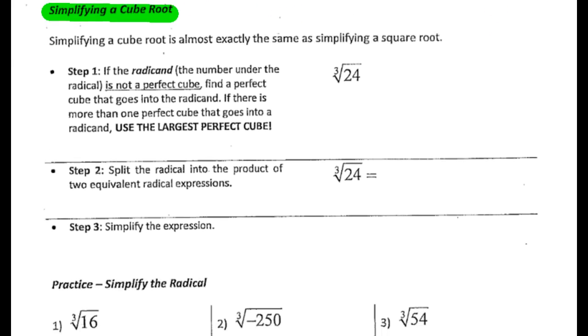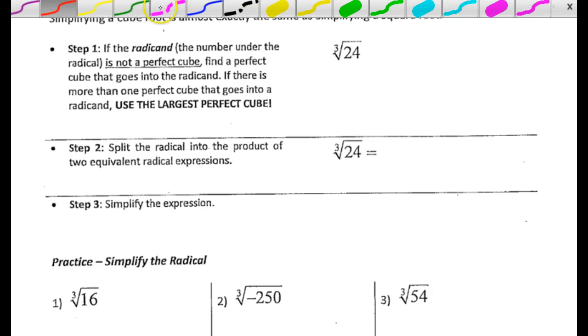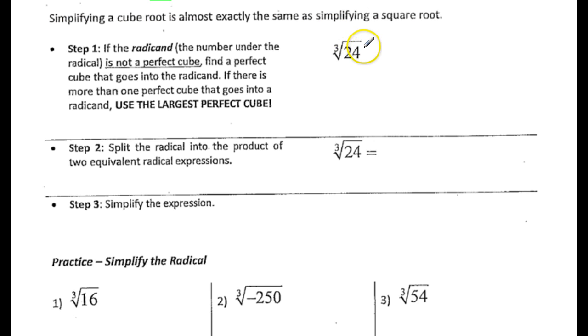Okay, so let's take a look at an example here. Alright, so the example problem is cube root of 24. So I need to simplify this because if I put that in my calculator, I'm basically going to get like 2.7 or something. Okay, so it's not a perfect cube, so I'm going to break it down. 24 is 2 times 12. 12 is 2 times 6, and 6 is 2 times 3.